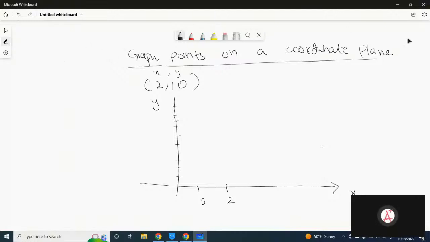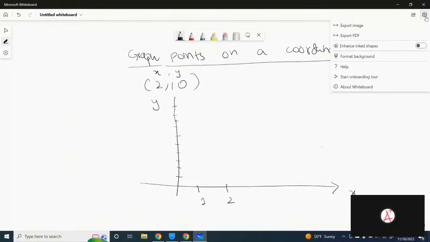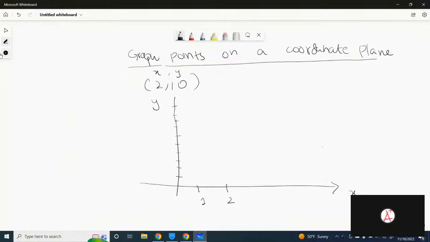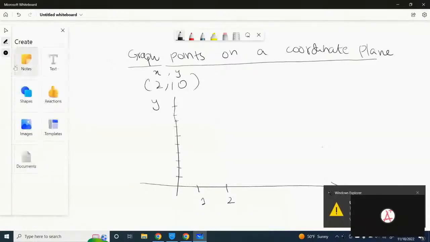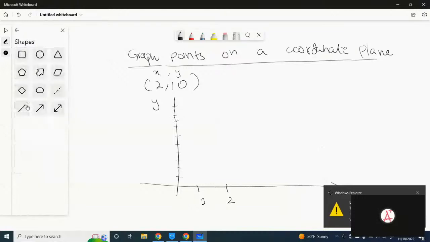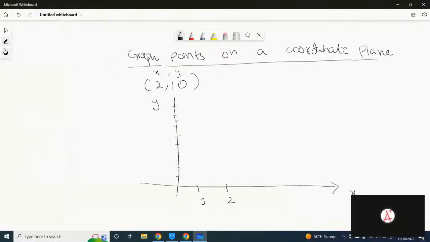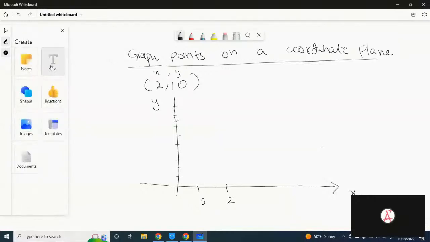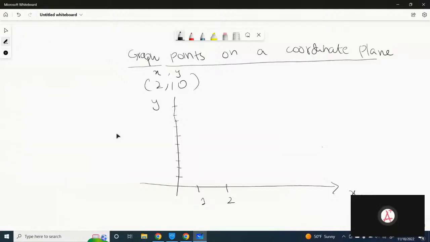Let me see if we have a graphing tool here. Hmm, I don't think so. We have a graphing tool here. Okay, so you have it would be 1, 2, 3, 4, 5, 6, 7, 8, 9, and 10.